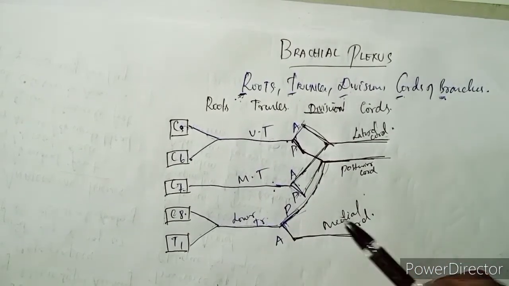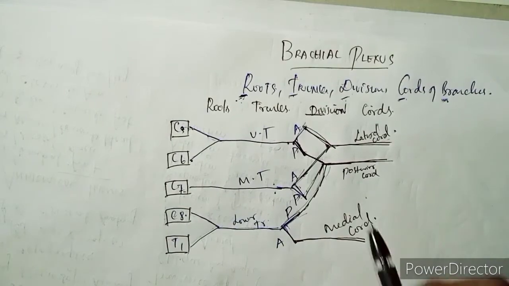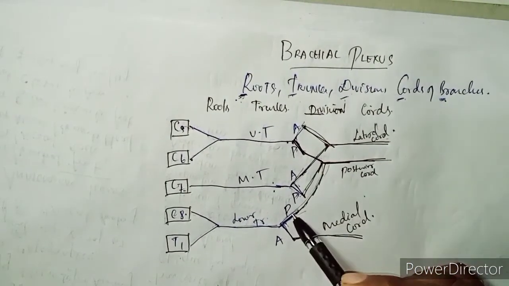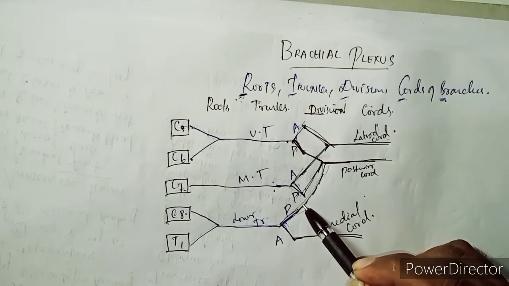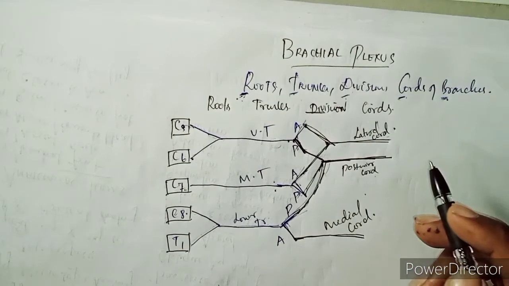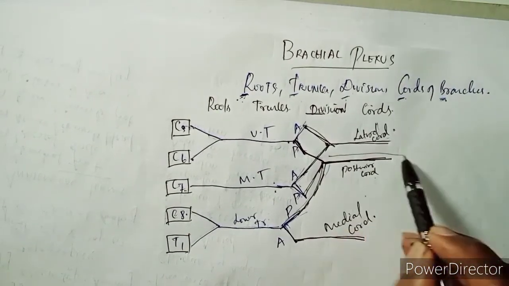We have anterior, posterior, anterior and posterior. Next to that, this division is going to give us a cord. The posterior division of the upper trunk, posterior division of the middle trunk, and posterior division of the lower trunk get united to form a cord that is called the posterior cord. Why? Because we are saying the posterior.